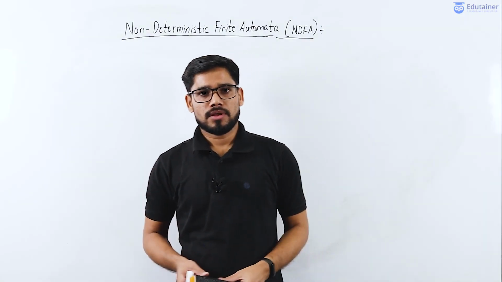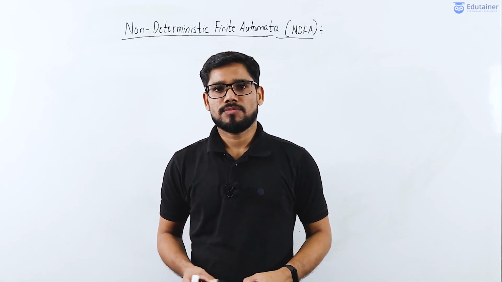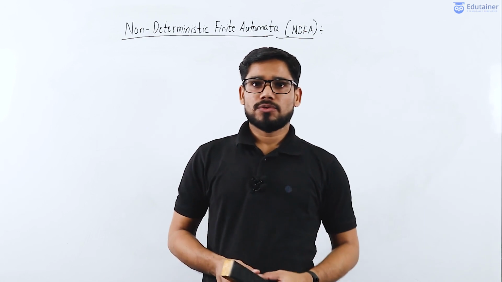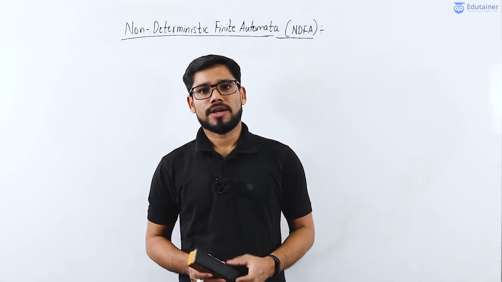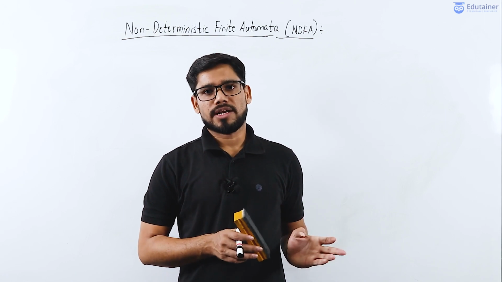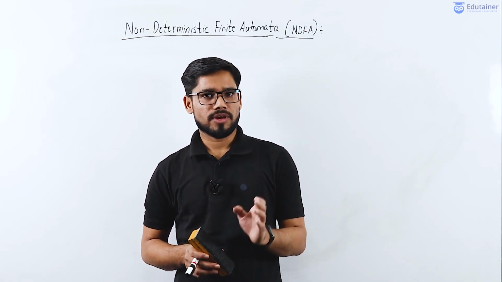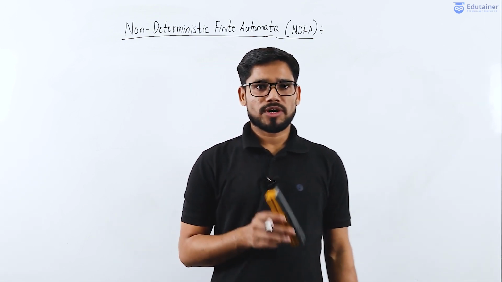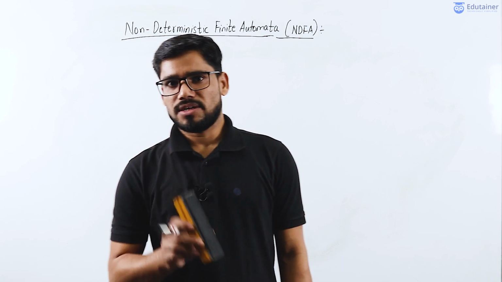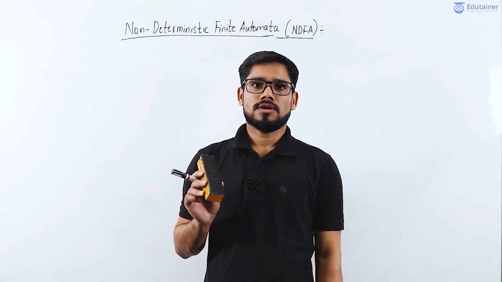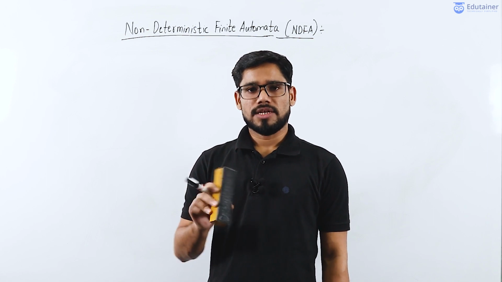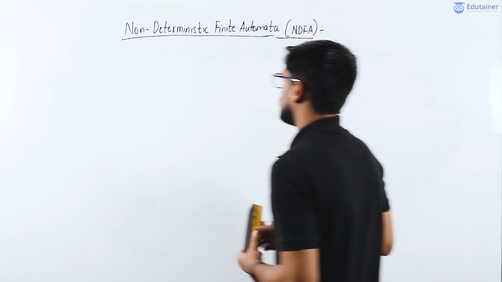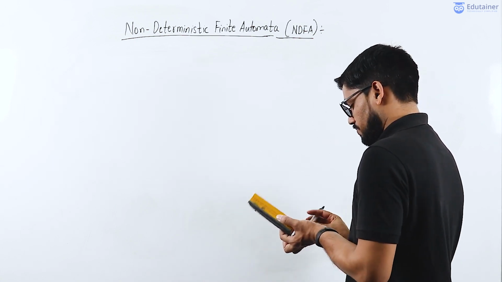Hi everyone. So in this video we will start non-deterministic finite automata. In the starting videos I told you finite automata is classified into two categories. One category is finite automata with output and the next category is finite automata without output. In finite automata without output we already learned deterministic finite automata. But the next part which we will learn is non-deterministic finite automata. So today we will discuss non-deterministic finite automata.